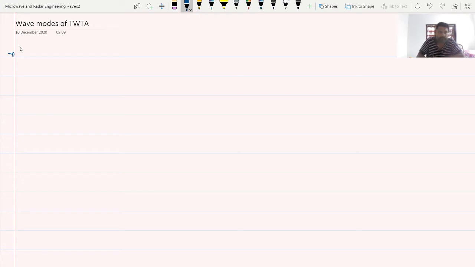The first point: the wave modes of helix traveling wave tube amplifier can be determined, as I told you, by solving the electronic and circuit conversion current equations simultaneously for the propagation constant. The solution of the propagation constant will represent the different modes of traveling wave in the tube.